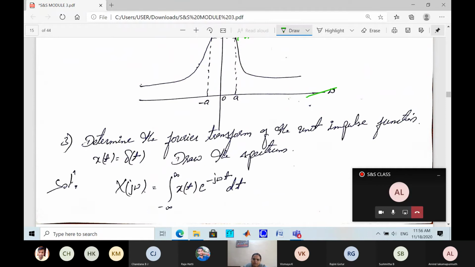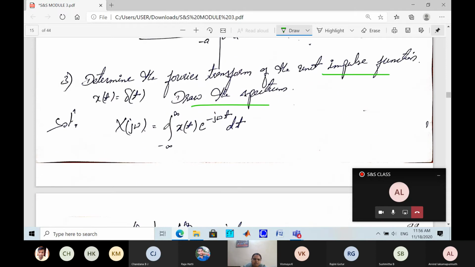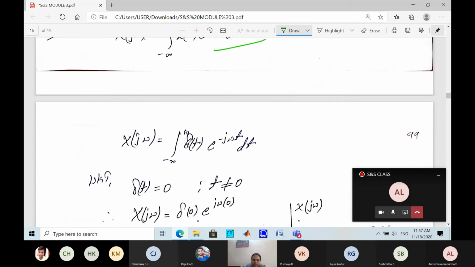Next, a problem is given. Determine the Fourier transform of the unit impulse function x of t equals delta of t. Then they asked to draw its spectrum. The equation is as usual. Write that equation first. X of j omega is equal to integration from minus infinity to plus infinity x of t e raised to minus j omega t dt. We have to substitute delta of t for x of t, so substitute delta of t e raised to minus j omega t dt.